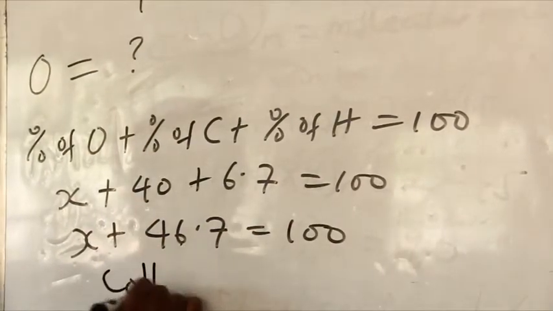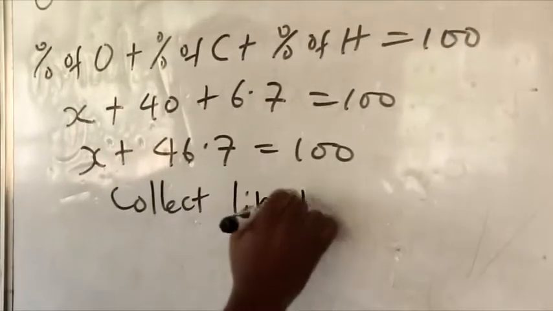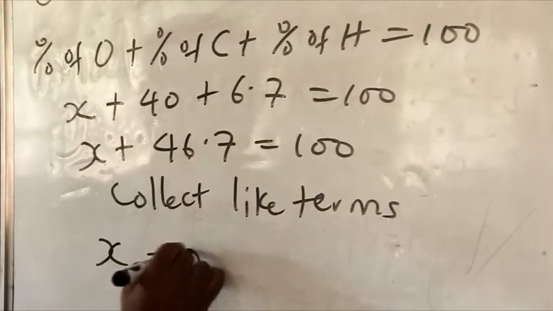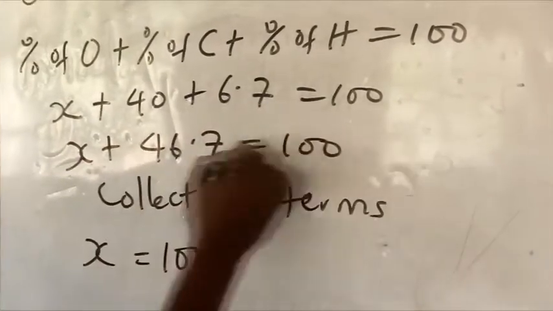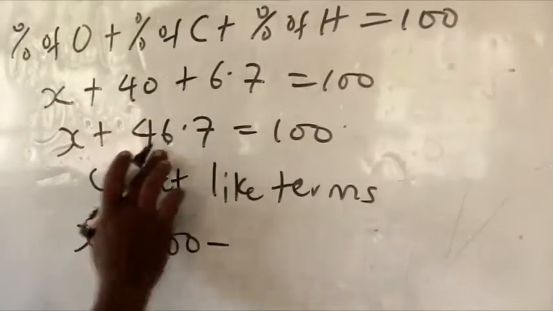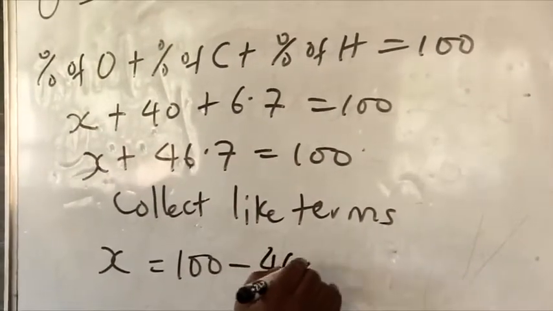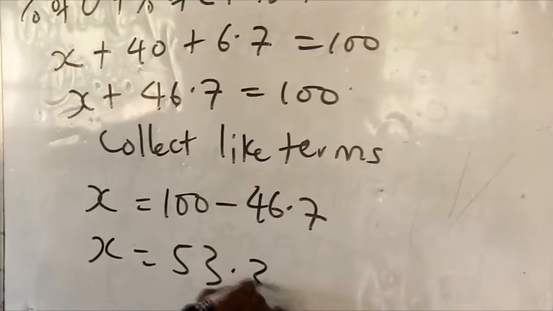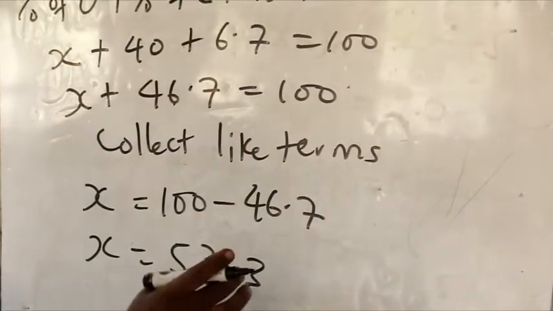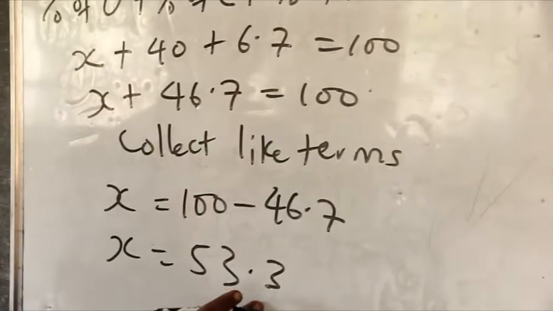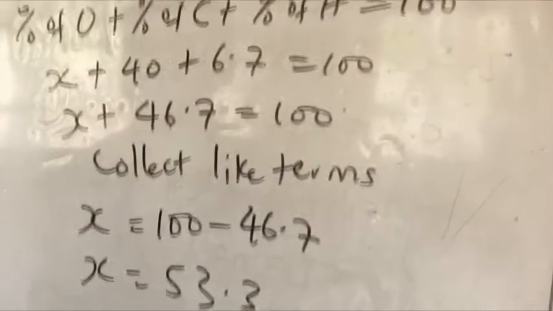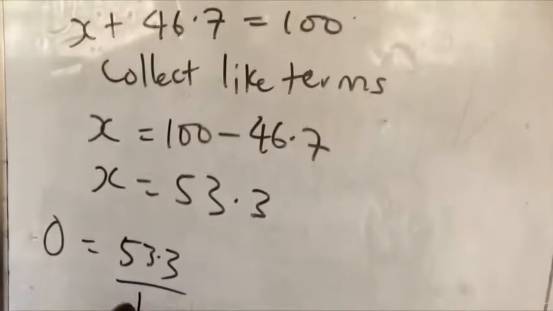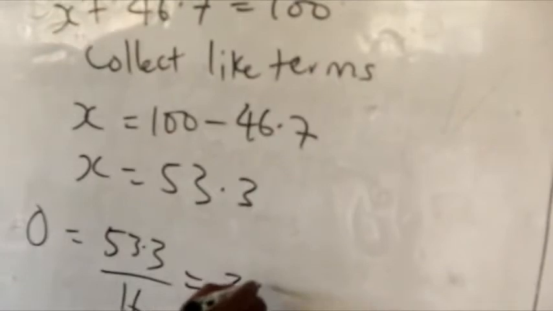So we collect like terms. That will give us X equals 100 minus, we cross this to the other side, it becomes minus, so minus 46.7. That will give us X is equal to 53.3. Now this is the percentage of oxygen. So for oxygen, it will be 53.3 over 16, which is the relative atomic mass. That will give us 3.33.